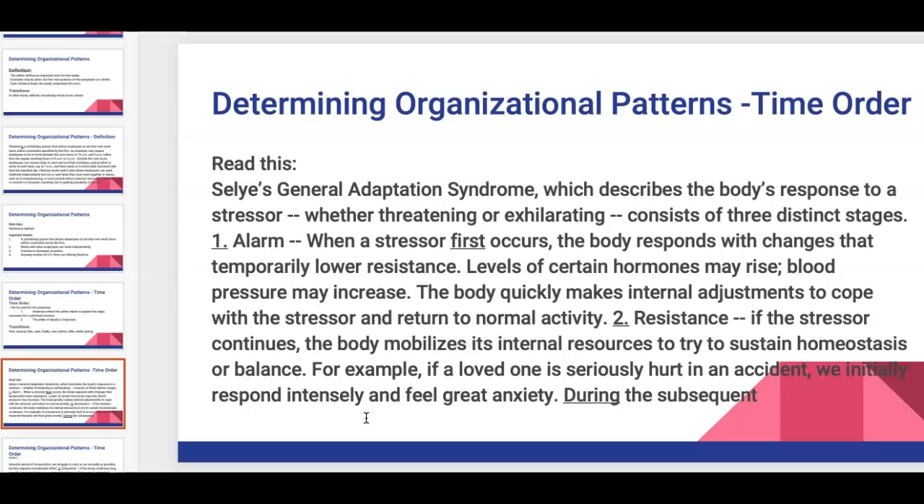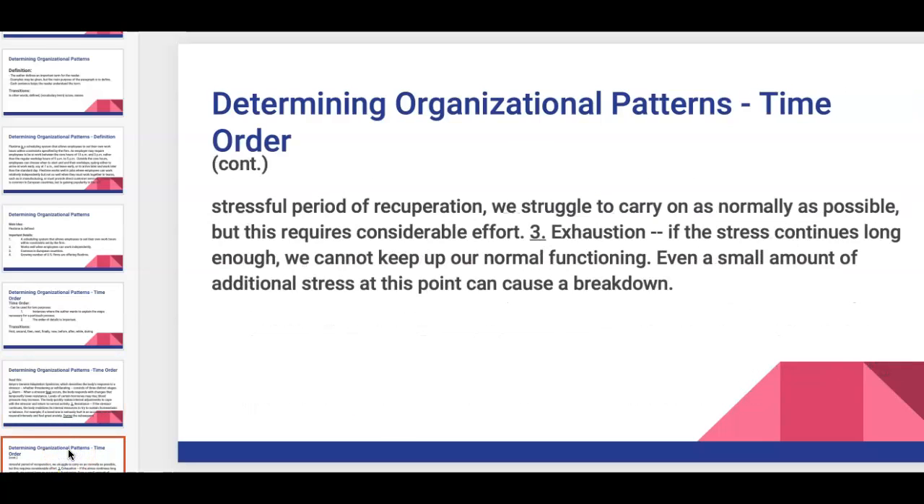2. Resistance. If the stressor continues, the body mobilizes its internal resources to try to sustain homeostasis or balance. For example, if a loved one is seriously hurt in an accident, we initially respond intensely and feel great anxiety. During the subsequent stressful period of recuperation, we struggle to carry on as normally as possible, but this requires considerable effort. 3. The third stage is exhaustion. If the stress continues long enough, we cannot keep up our normal functioning. Even a small amount of additional stress at this point can cause a breakdown.